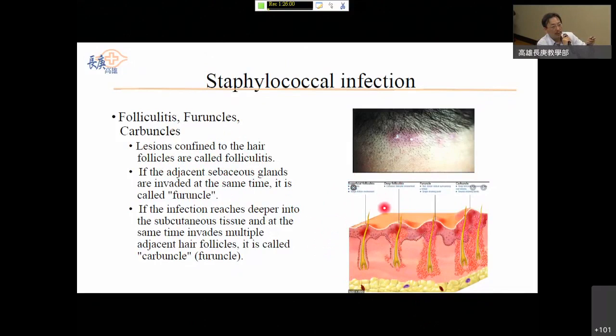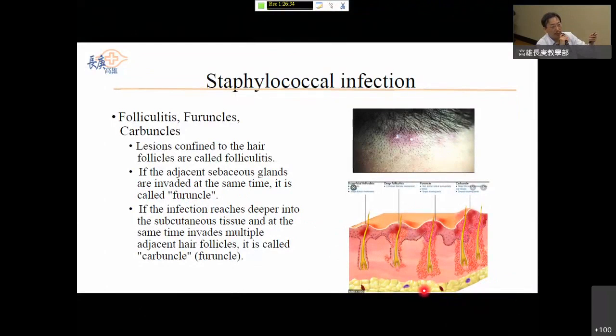And it might have a deep folliculitis. The inflammation gets involved in an even deeper area, okay? And for a furuncle, the adjacent sebaceous gland is invaded, as we can see. Not only the follicles are affected, the adjacent sebaceous gland is also infected. Okay, so this is what we call a furuncle.